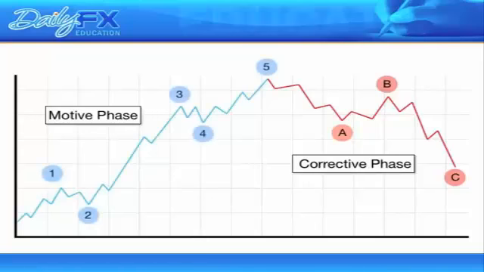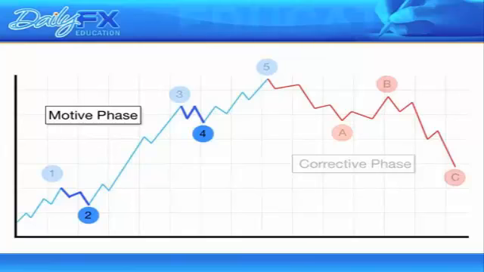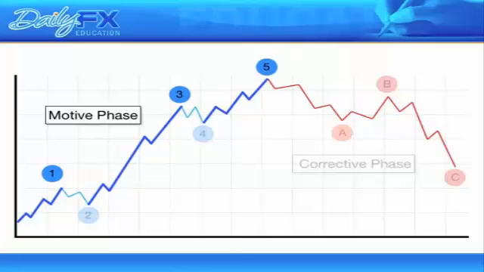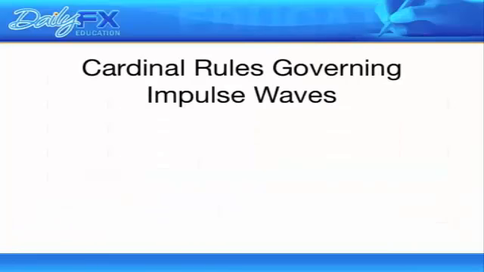Additionally, waves 2 and 4 within the motive phase are considered corrective waves. Although they're part of the motive phase, which moves in the direction of the prevailing trend, the waves themselves move counter to the trend. Therefore, we typically do not recommend trading these waves either. In most cases, the best trading opportunities arise from the impulse waves, or waves 1, 3, and 5 of the motive phase. The rules and guidelines that we're going to cover now pertain to the impulse waves of the motive phase. We'll begin with 3 cardinal rules that govern the motive phase of the Elliott wave cycle.